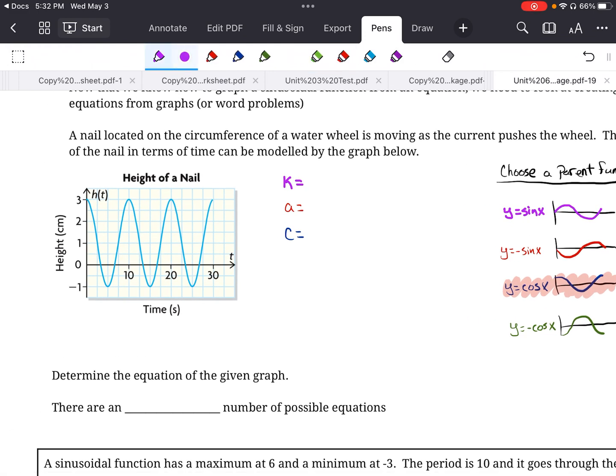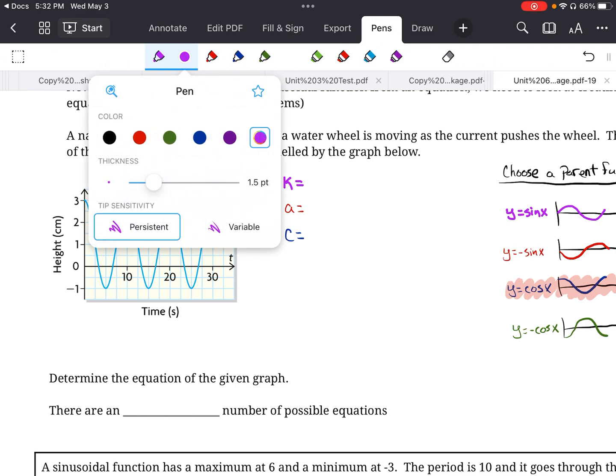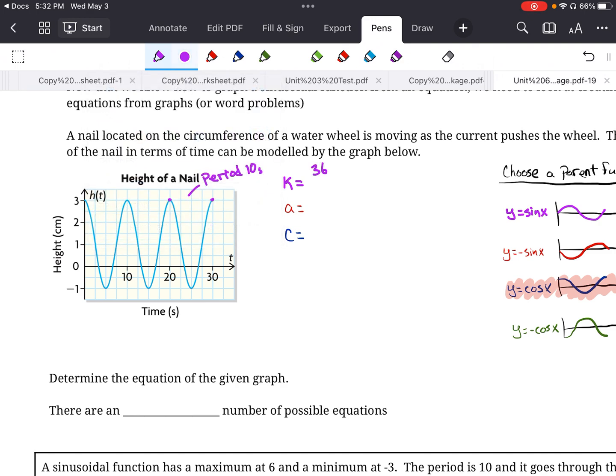Okay, the k value. So in order to get the k value, we need the period. So let's just take a look at maximum and maximum. The period is when it goes from one part all the way through the cycle back to that starting point. So I'm using the maximums here, and the period is 10 seconds. So k is 360 divided by the period, which is 10. So the k value here will be 36.